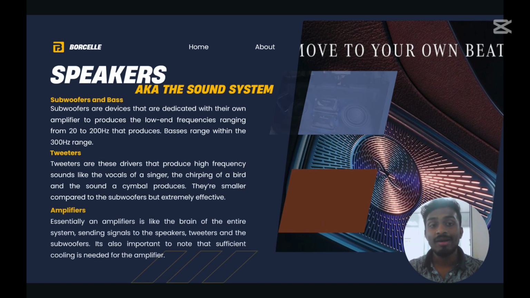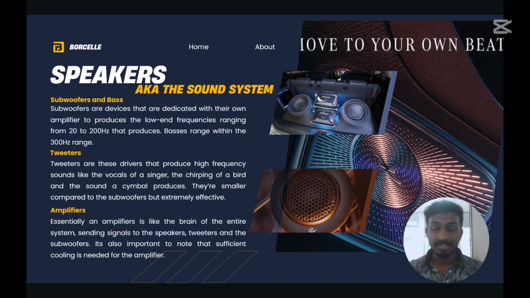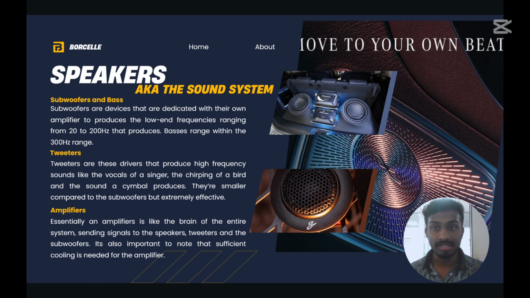Hello everyone, I hope the video earlier gave you an introduction as to what we're going to look into in this topic. So here we are, we're looking at speakers, aka the sound system. This is the one that actually makes music in the car when your radio is on. So music comes out from this device called a speaker. There are three things mainly you need to remember: the subwoofers, or you can also call them the bass, then the tweeters, and then the amplifiers.